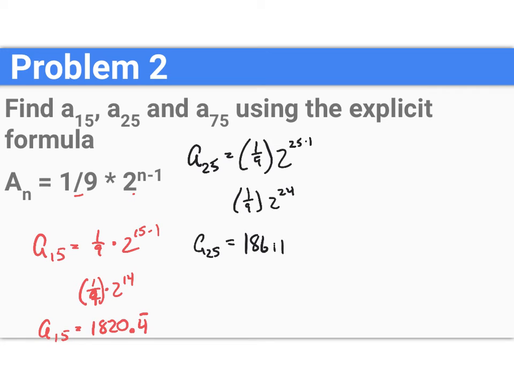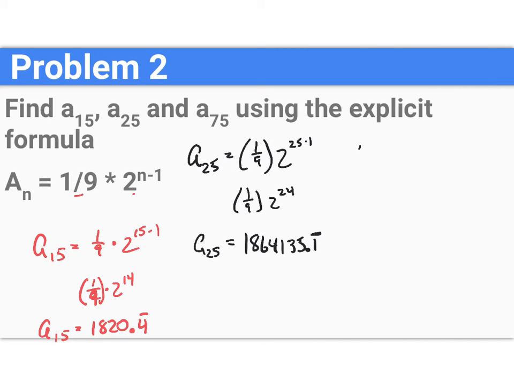1,864,135.1 repeating. So when you put this in the calculator, it looks like it's 111. But anytime you divide by 9, you're going to get a repeating number. So it does say 111 in the calculator, but understand that when you divide by 9, if it's not a multiple of 9, it's going to repeat.